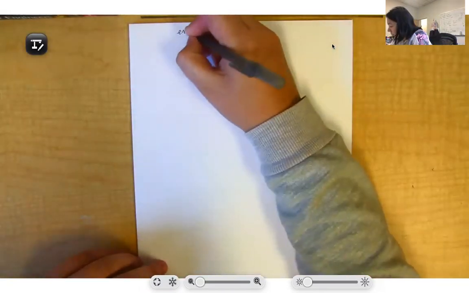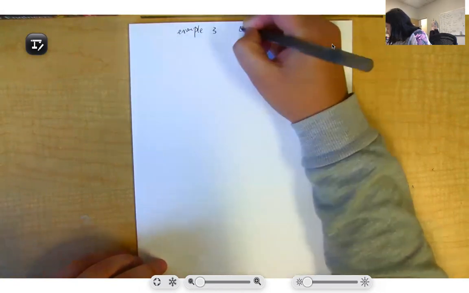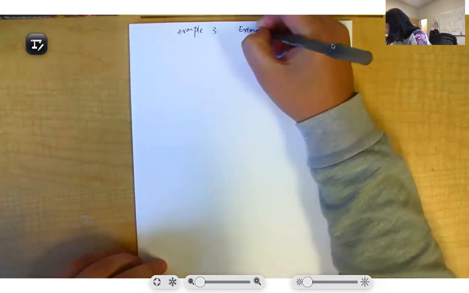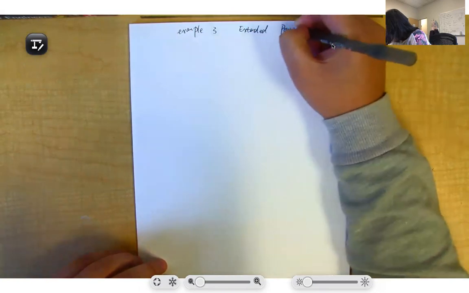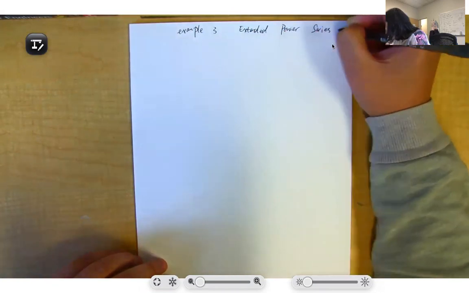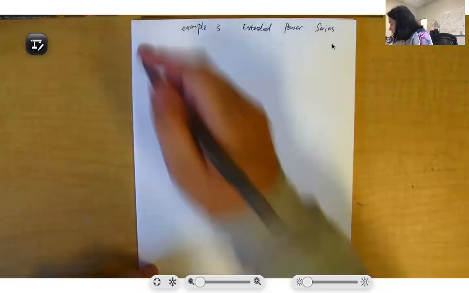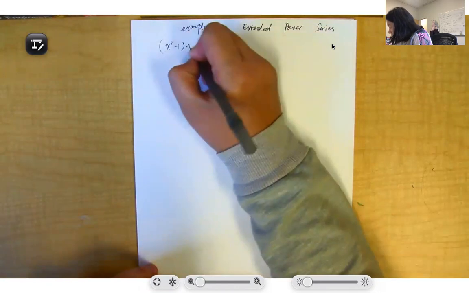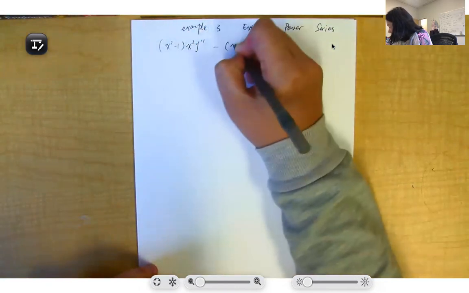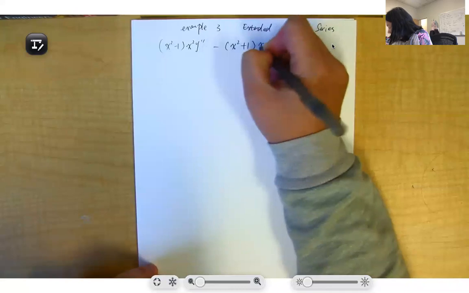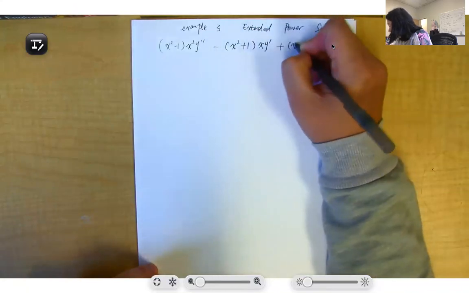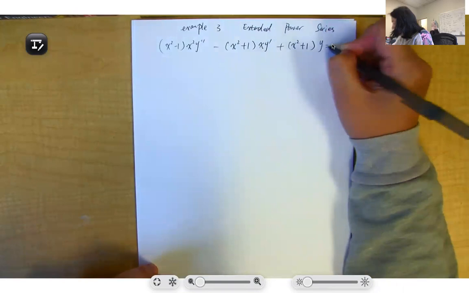The last example regarding the power series will be still an extended power series solution. Okay, example three: extended power series solution. Let's write the second order ODE: (x squared minus one) x squared y double prime minus (x squared plus one) x y prime plus (x squared plus one) y equals zero.